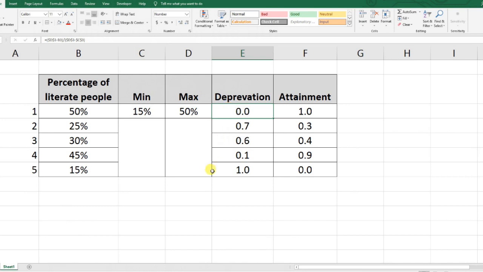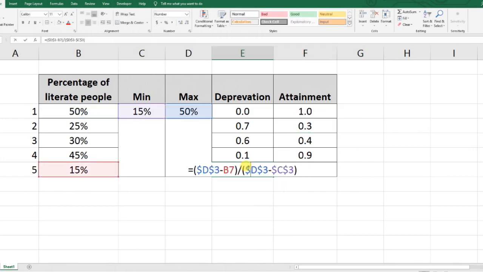Okay, and deprivation is highest for this country here, because this is at the bottom of the table, not in terms of the position, but in terms of the minimum value. So 15%, and as I mentioned before, this is 1 because this is the highest level of deprivation. Okay. The same equation that I showed for attainment is added here.